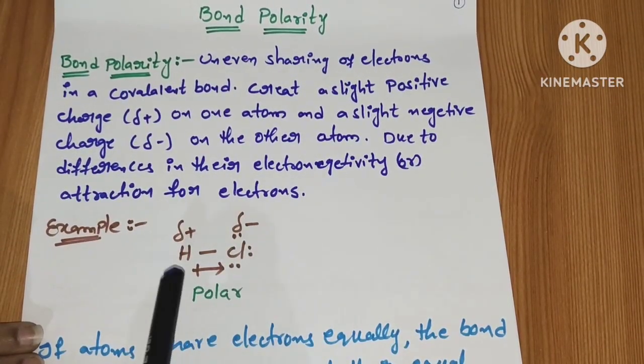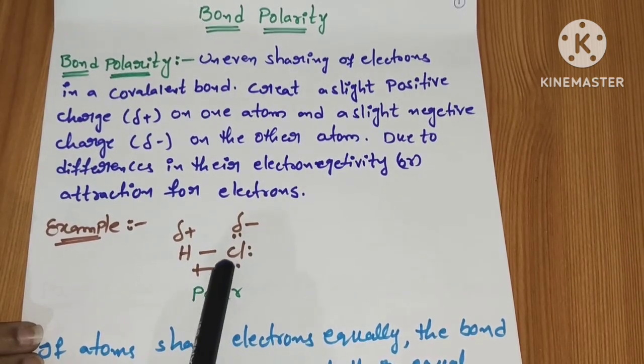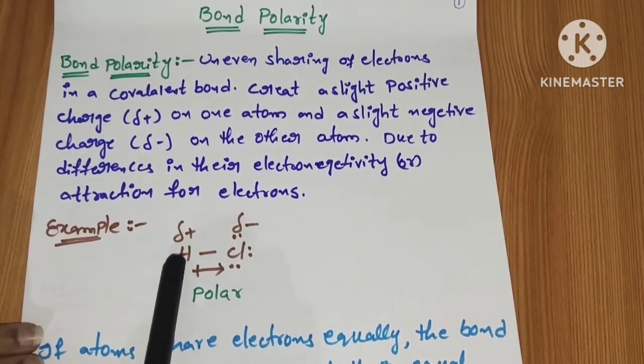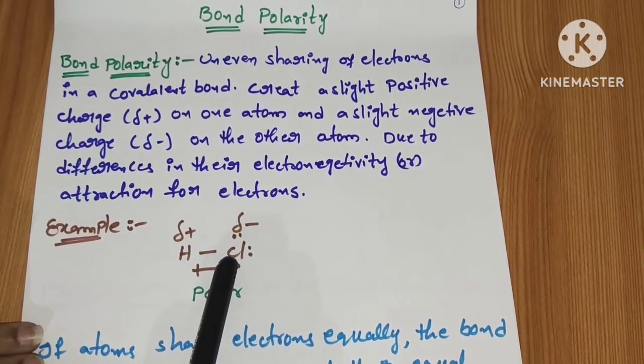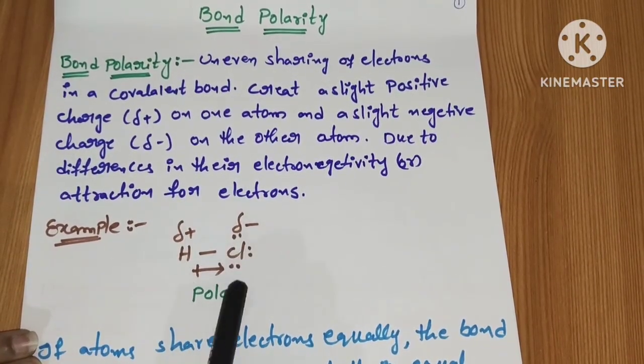For example, if you take HCl, here the chlorine atom attracts electrons harder than hydrogen. So, chlorine becomes partially negative while hydrogen becomes partially positive. It is leading to a polar bond.